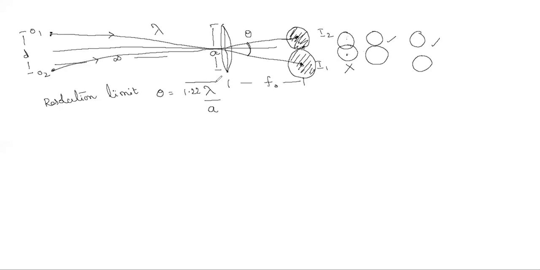Sir, the wavelength of the light, lambda, is the wavelength of the light. A is the diameter, meaning the aperture length of this lens. Keep in mind it is measured in radians: theta = 1.22 lambda by A, in radians, not in degrees. This is the theta, lambda.